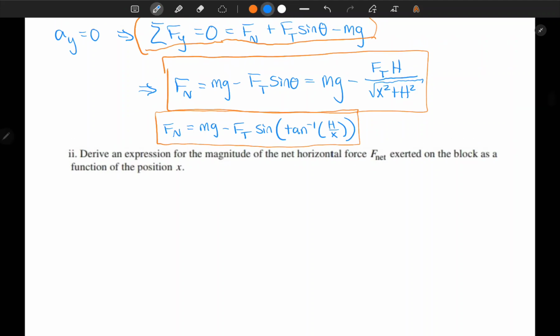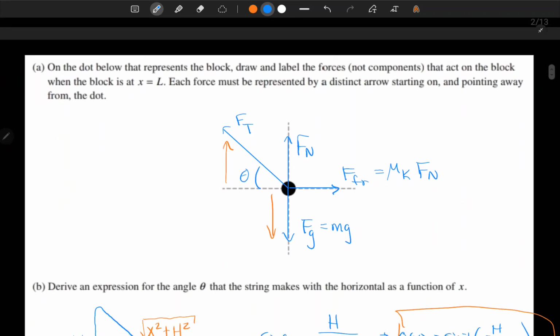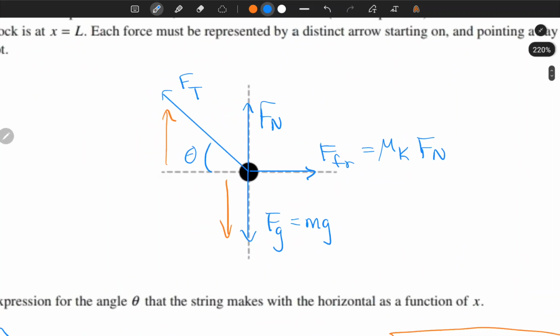Well, looking at our force diagram, we see that there are two contributions to the net force in the horizontal direction. Firstly, we have a positive contribution from the force of friction. And it's positive because the positive x direction points to the right. So this is the positive x direction. And we have a negative contribution from the x component of the tension force.